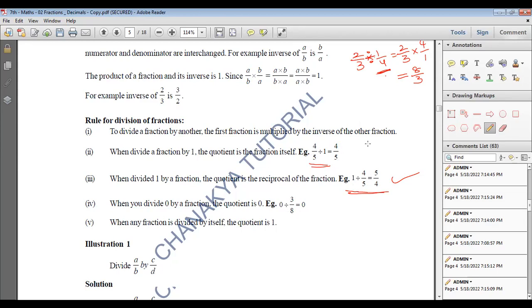Exactly. Same like whole numbers. 2 by 1 is 2. 3 by 1 is 3. Like that, any fraction a by b divided by 1 is a by b only. And 1 divided by a by b is b by a.